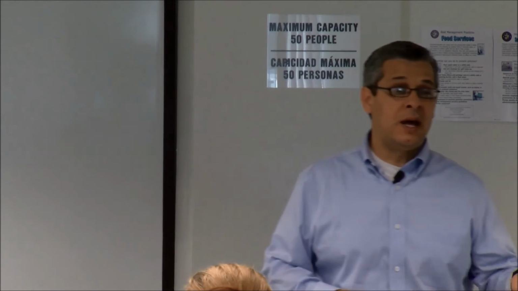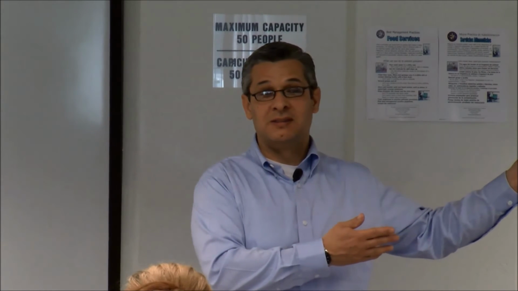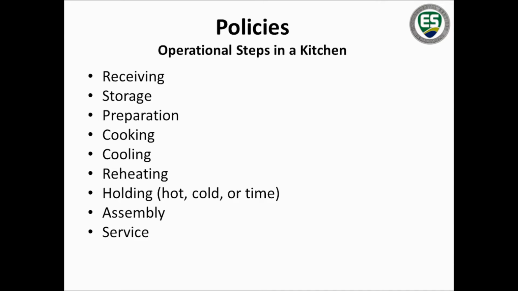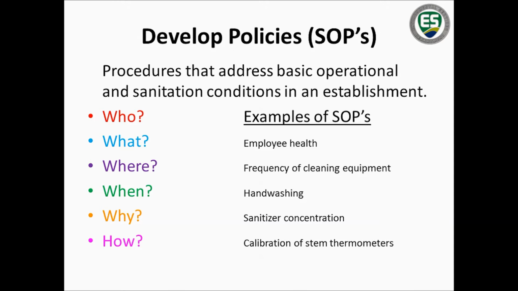If an employee does not have the corrective actions in their policy, and if they're not trained to it, then they're just going to keep moving it along because they don't know what to do. So it's important that in our policies we have corrective actions. The policies that we can have are for receiving, storage, preparation, cooking, cooling, reheating, hot holding, the assembly of our food and the service of our food, just a few. Policies basically just answer the following questions: the who, what, where, when, why, and how. That's all you're telling your staff and anybody who's following a policy. It's just answering those questions so that people can follow them.